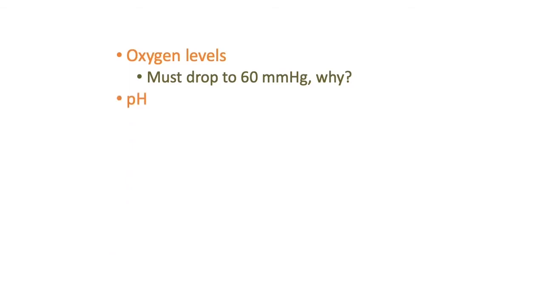Hydrogen ions are the third chemicals that are being monitored by your chemoreceptors. Remember, there's a relationship between hydrogen ions and pH. pH is the measurement of the hydrogen ions. As the concentration of the hydrogen ions goes up in a solution, the pH begins to drop and become more acidic.